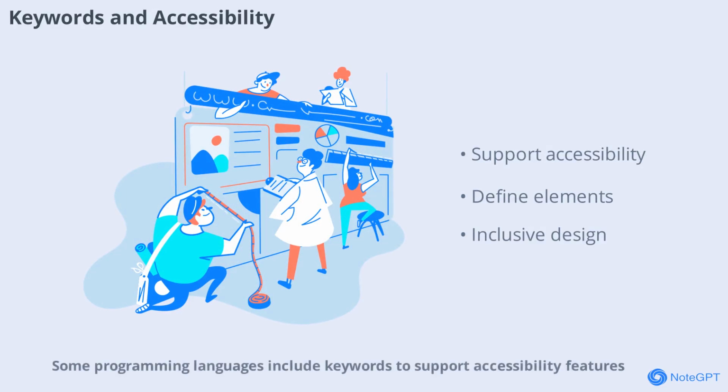Some programming languages include keywords to support accessibility features. For example, keywords may be used to define accessible elements in web development, ensuring that applications are usable by everyone, including people with disabilities.